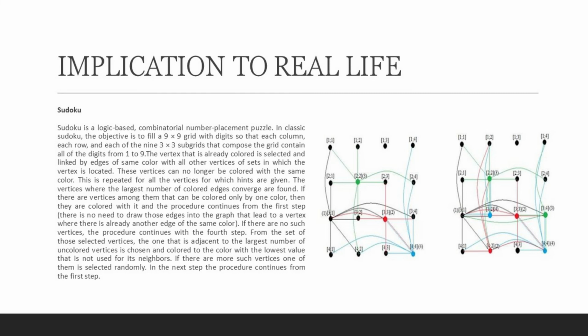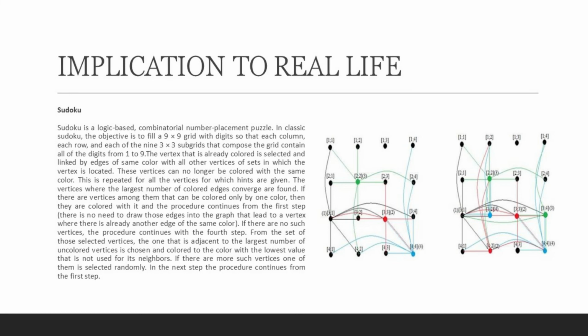The vertex that is already colored is selected and linked by an edge of the same color with all the vertices of sets in which the vertex is located. These vertices can no longer be colored with the same color. This is repeated for all the vertices for which hints are given. The vertices where the largest number of colored edges converge are found. If there are vertices among them that can be colored only by one color, then they are colored with it and the procedure continues from the first step.